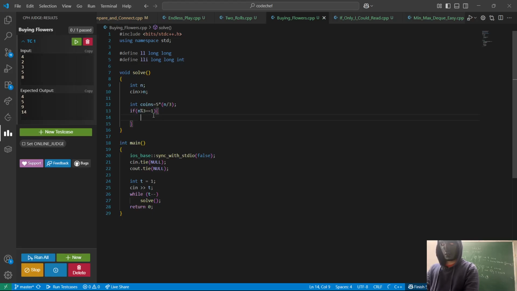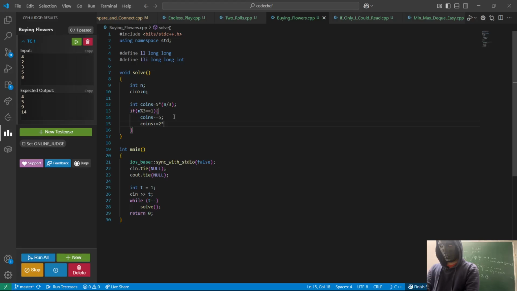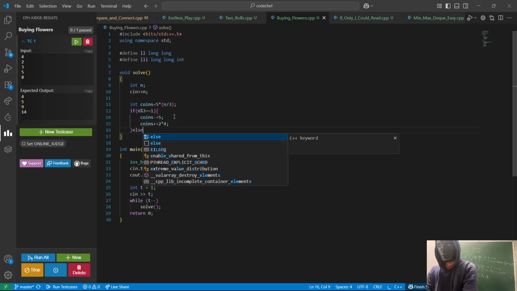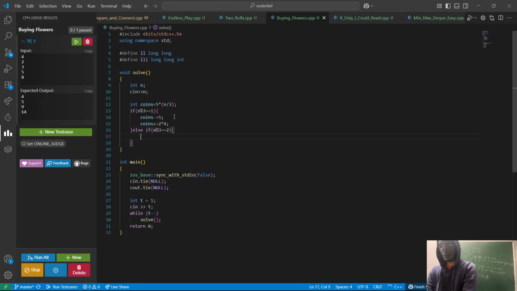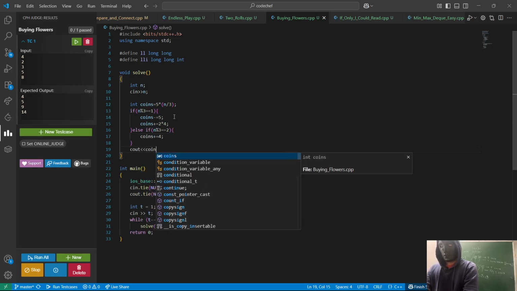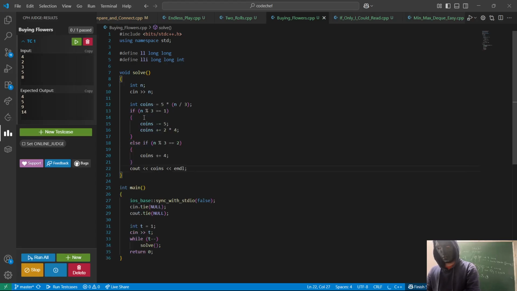If n modulo 3 is 1, then in that case, as I said, you'll have to remove the last set of 3 flowers, and then you will be adding 2 sets of 2 flowers, and a set of 2 flowers costs 4 coins. Now you check else if n modulo 3 is equal to 2, which means at the end 3 sets are there, but then you have a set of 2, so for that you will add 4. At the end you display these coins, and this will solve the problem.